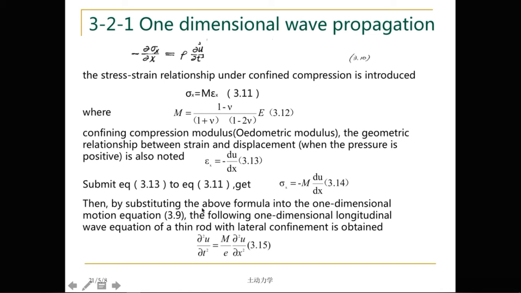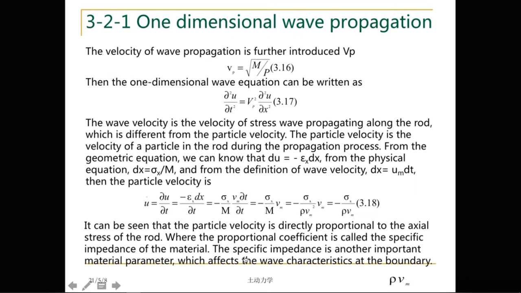Then, by substituting the above formula into the one-dimensional motion equation 3.9, the following one-dimensional longitudinal wave equation of the thin rod with lateral confinement is obtained. This is the equation: d squared u over dt squared equal to m over rho, times d squared u over dx squared.